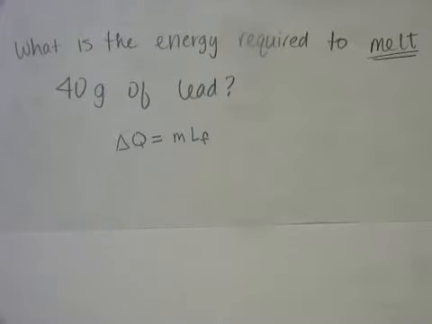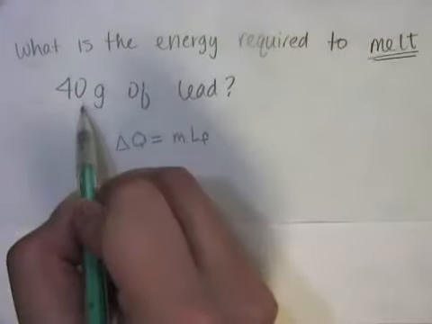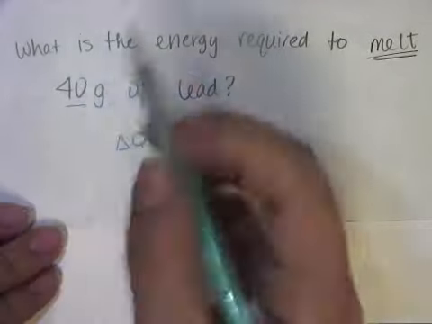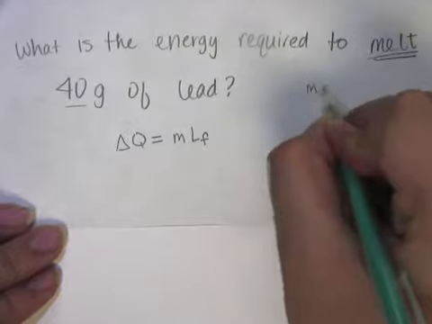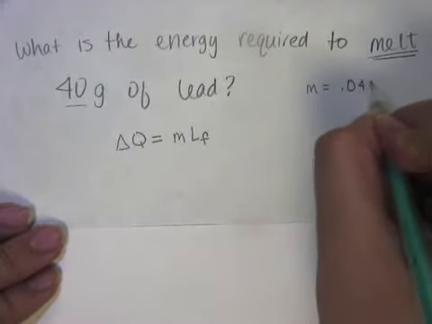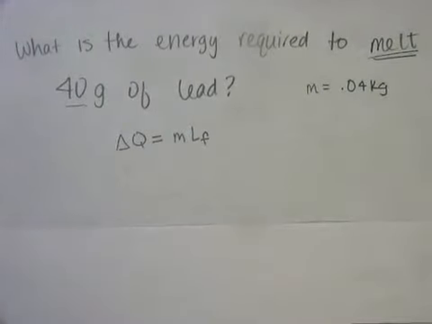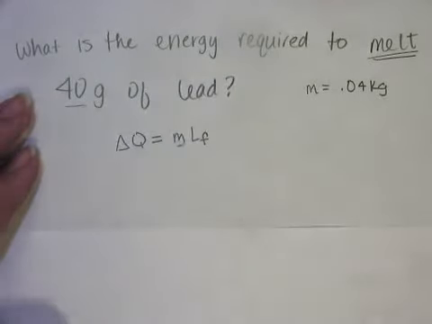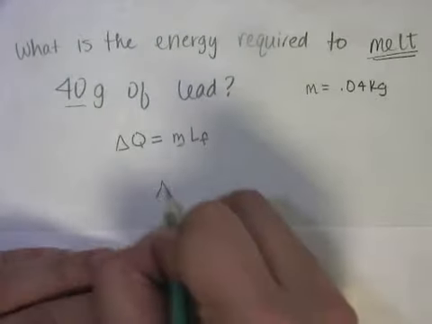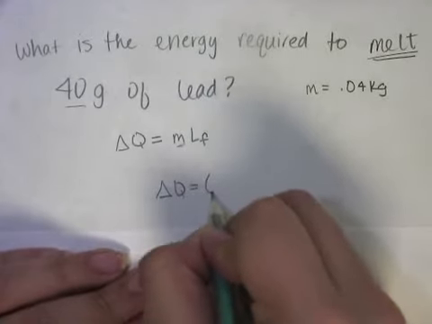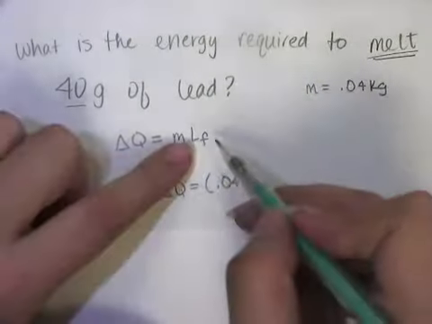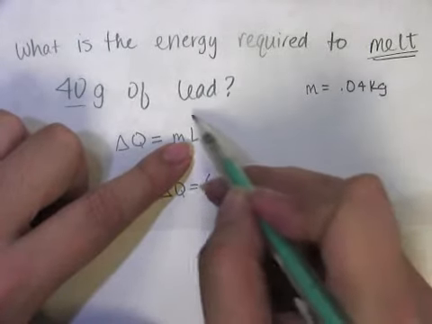One of the other things that I'm going to do right off the bat is convert that 40 grams. We never want anything in grams, we want it in kilograms. And so the mass is going to equal 0.04 kilograms. And that mass is going to be used right here. So delta Q is equal to 0.04 as our mass, and now we need the latent heat of fusion for lead.